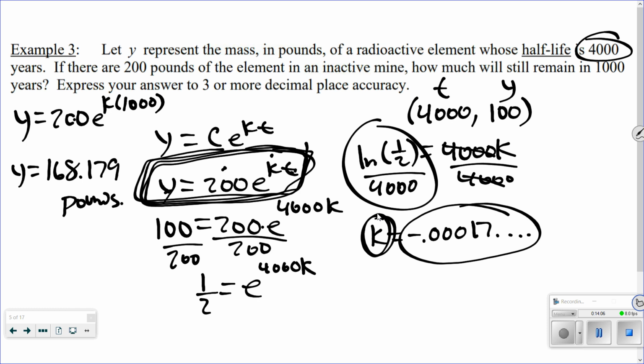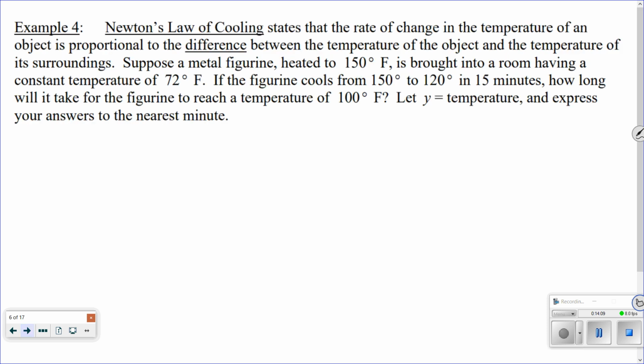Okay, let's look at example 4. This one's a little bit trickier. So we're going to do Newton's law of cooling. And what it says is that the rate of change of temperature of an object is proportional, so that proportional is important, to the difference between the temperature of the object and the temperature of its surroundings.